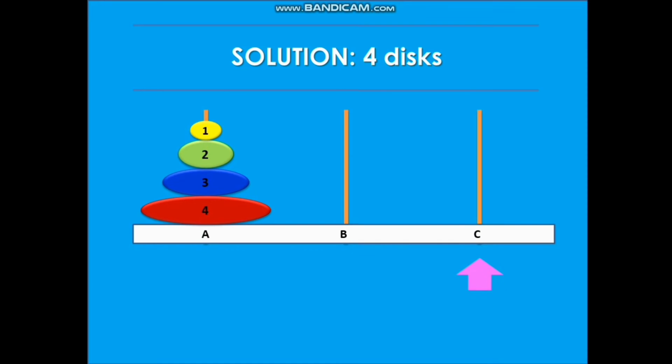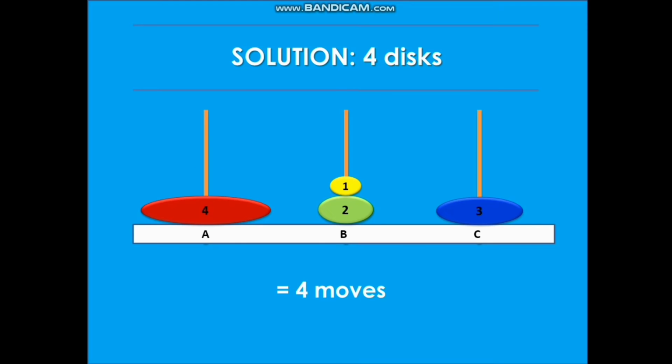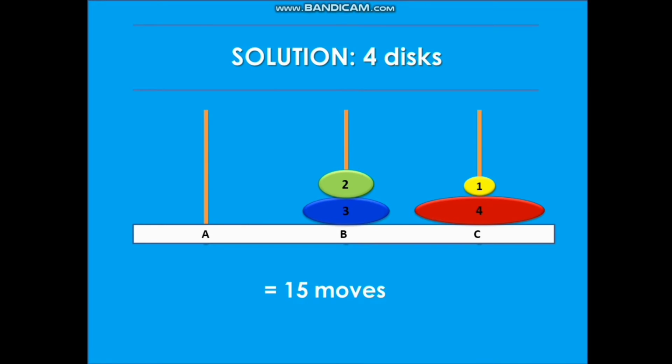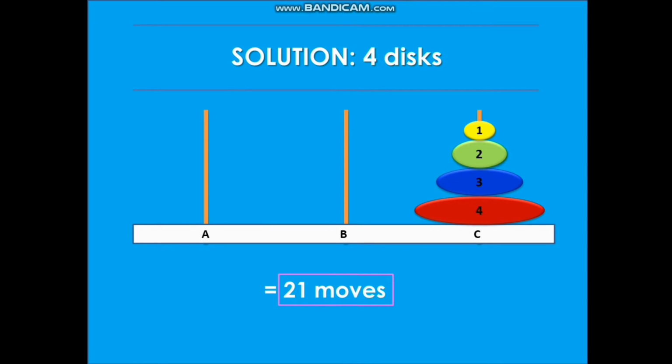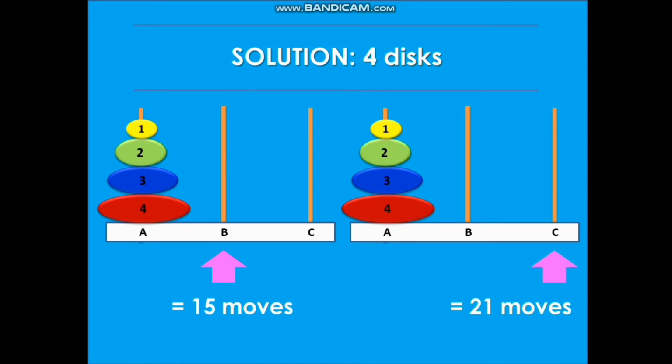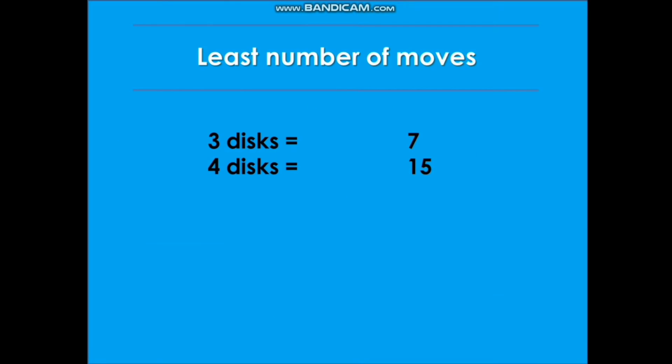Next, for the right peg, we have 21 moves. So unlike sa 3 discs kanina, mas konti naman yung moves na magagawa natin sa 4 discs kapag sa middle peg tayo nag-start. So for 4 discs, the least number of moves is 15.